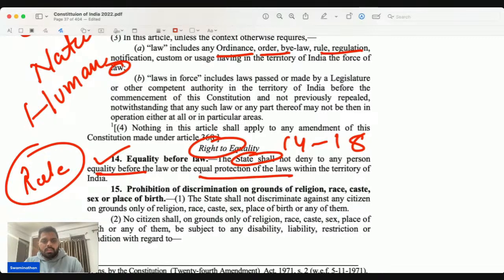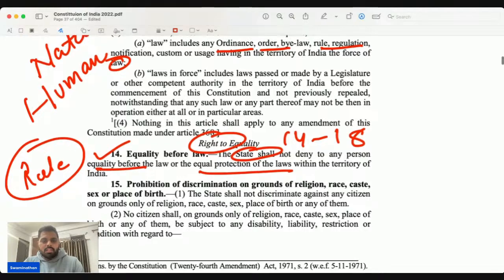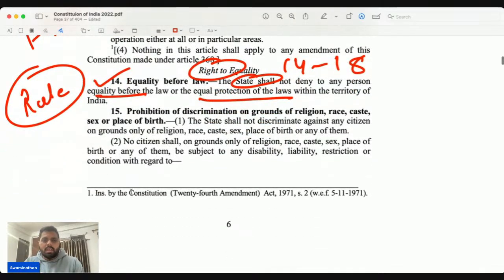Article 14 is the kind of genus. There are two further articles, 15 and 16. Article 15 provides that there should be equality because there will be no discrimination. Article 16 says there will be equality of opportunity in public employment.